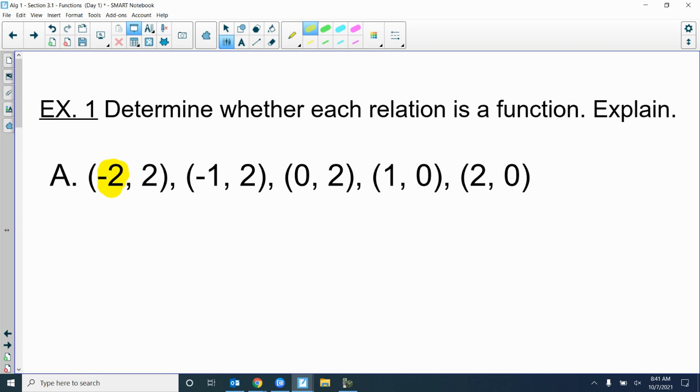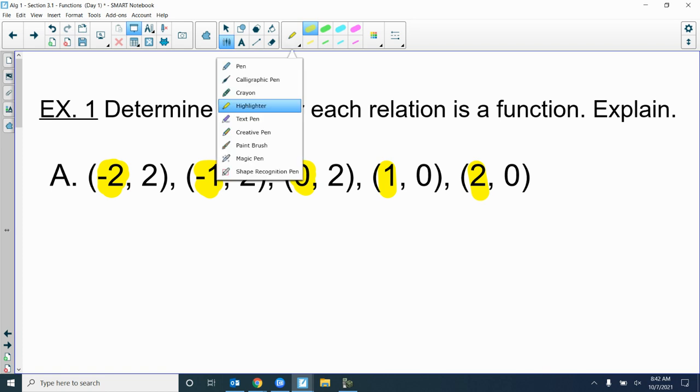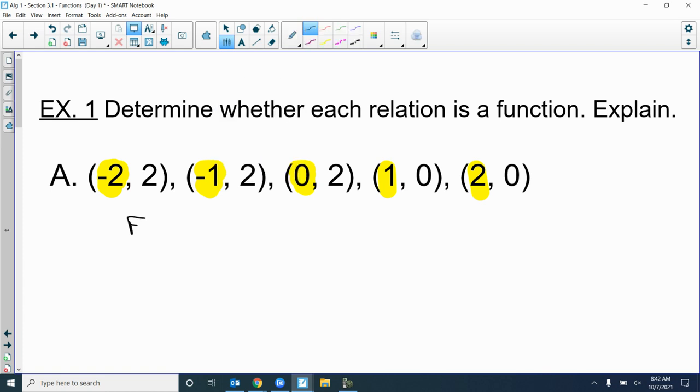-1 goes to 2. Does -1 show up as the input anywhere else? No. 0 is my input. Does it show up anywhere else as the input? No. 1 and 2. Are those inputs all different? That's a good thing. It's okay that these 2's are the same for the outputs. As long as one input goes to exactly one output, we're okay. So here's what you would do. You would say this is a function.